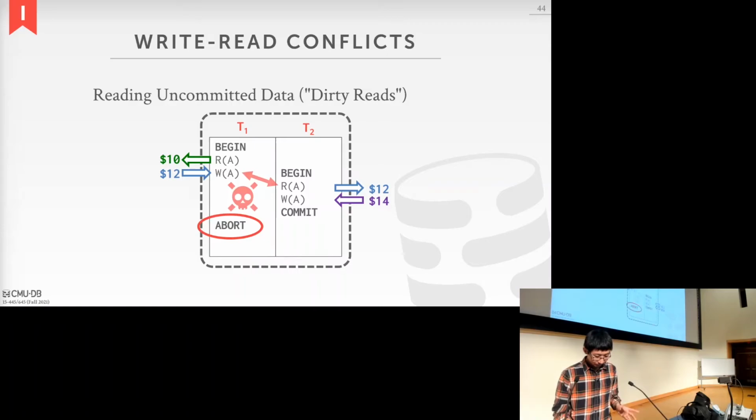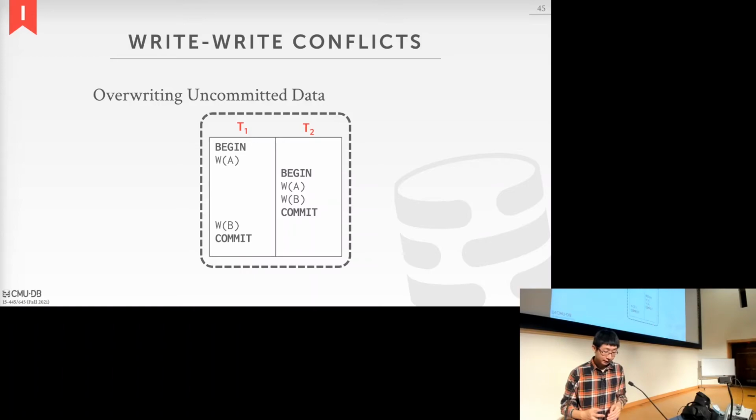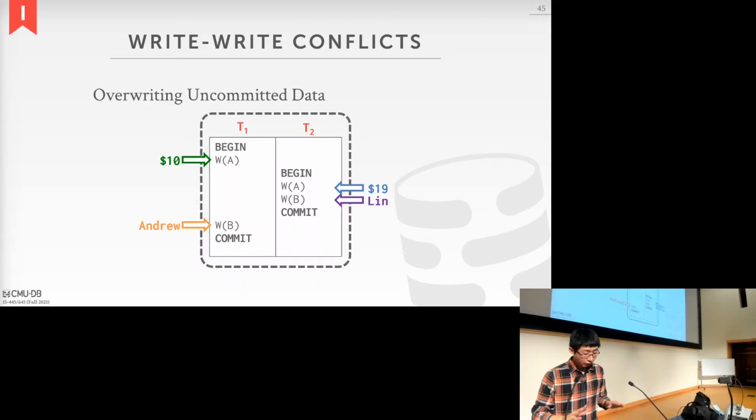Lastly, there could also be write-write conflicts. In this case, you will be overwriting uncommitted data. Again, transactions T1 and T2. T1 first writes a value 10 in A, and then T2 writes a value 19 in A as well. So far, this is fine, because you can overwrite values.